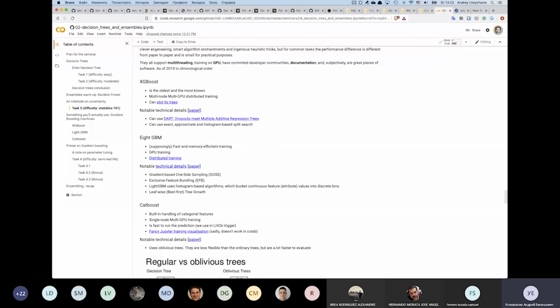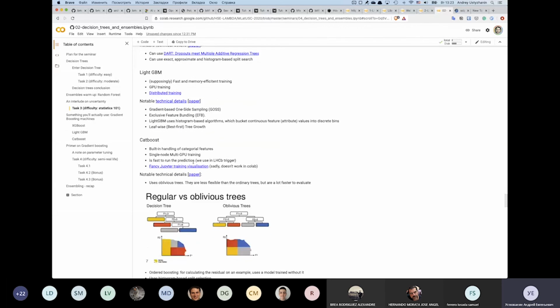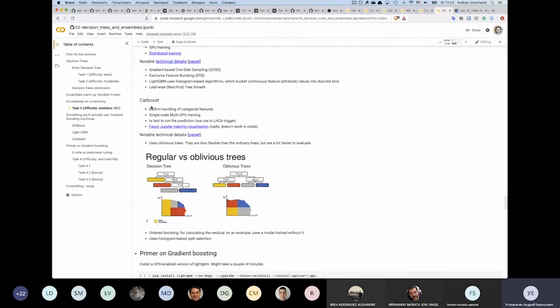Another one is called LightGBM. It is supported by Microsoft. So it is fast and memory efficient, supports GPU training, supports distributed training. And all the details that are behind this, you can find in the paper that has links there. Another example is called CatBoost.